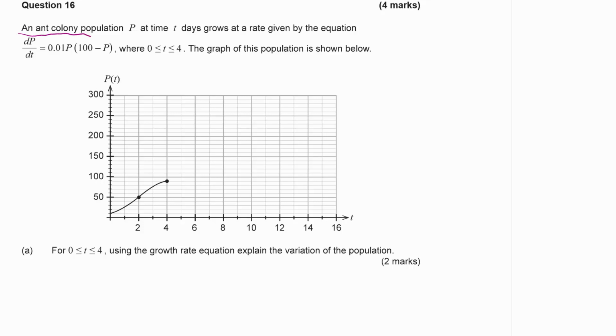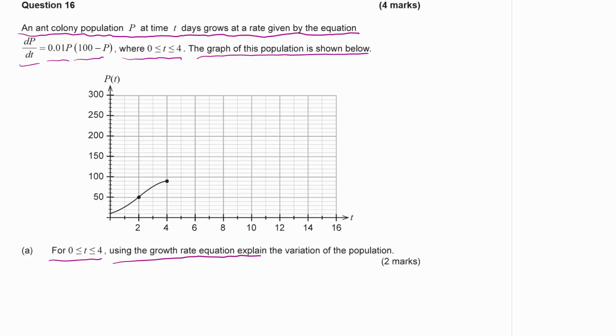An ant colony population P at time t days grows at a rate given by the equation dP/dt = 0.01P(100 - P), for times between 0 and 4. The graph of the population is shown below, and we can see it's a standard logistic sort of graph. For t between 0 and 4, using the growth rate equation, explain the variation of the population.